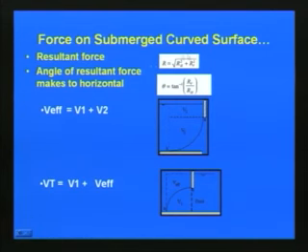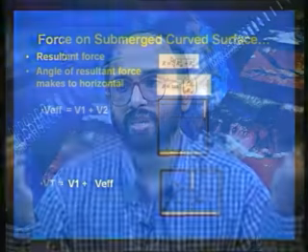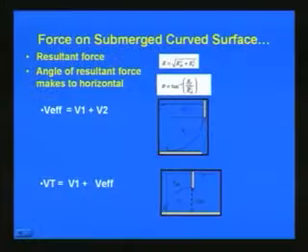So, its square root gives the total resultant force as far as the curved surface or the submerged curved surface is concerned, and then the angle of resultant force we can determine. Theta is equal to tan inverse RV, the resultant force in the vertical direction divided by the resultant force in the horizontal direction. So, theta is equal to tan inverse RV divided by RH.